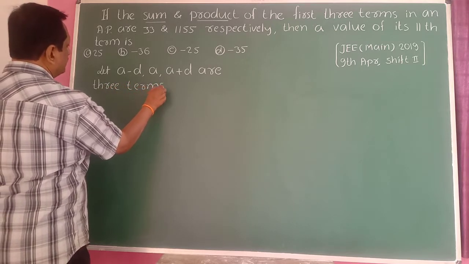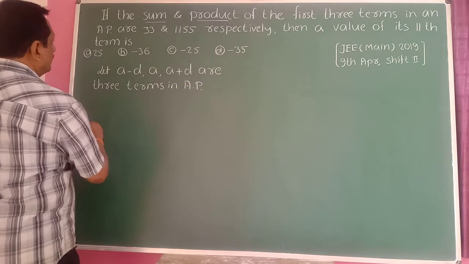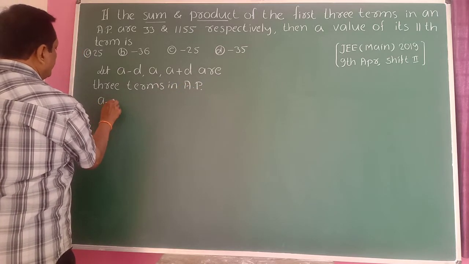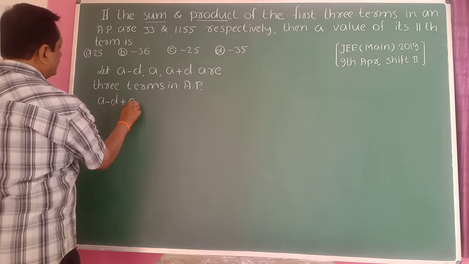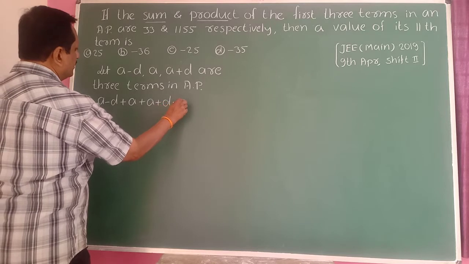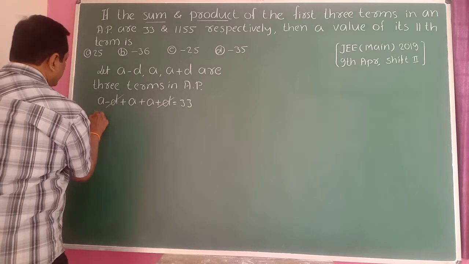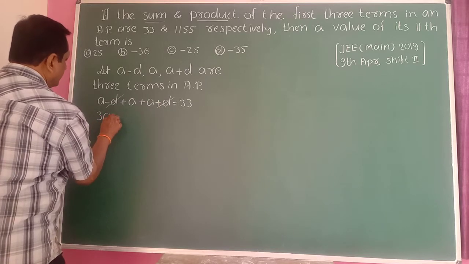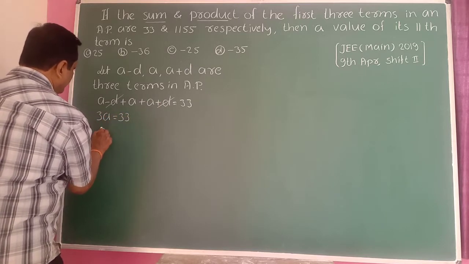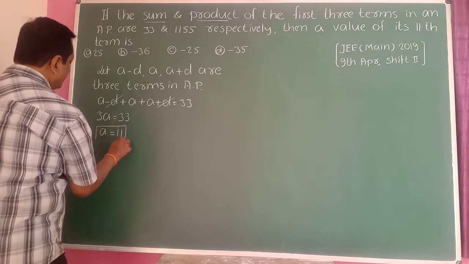Three terms in AP. Therefore, their sum: a minus d plus a plus d is equal to 33. Minus d and plus d get cancelled here. So 3a is equal to 33. Therefore, a is equal to 11. The value of a is 11.